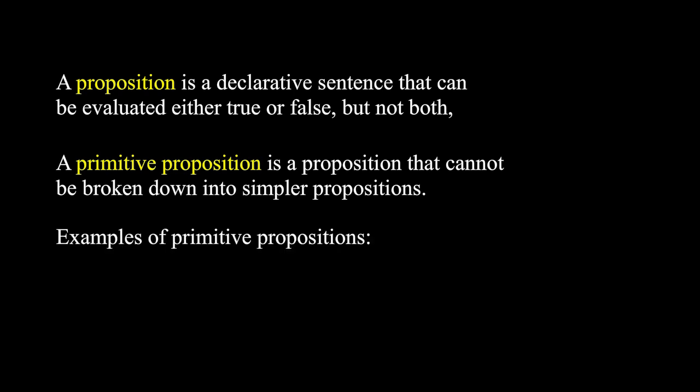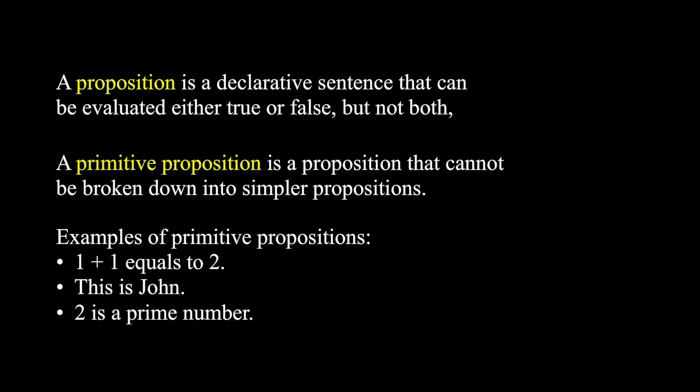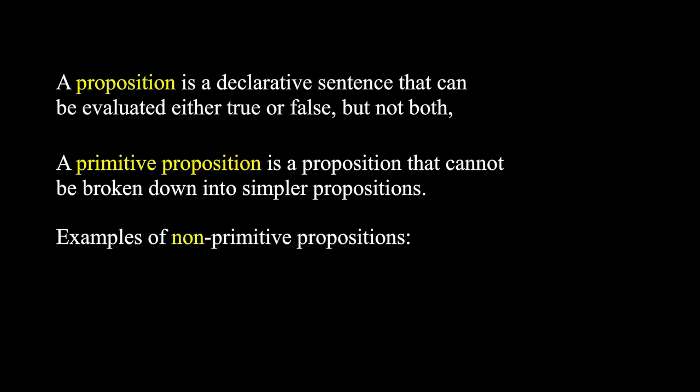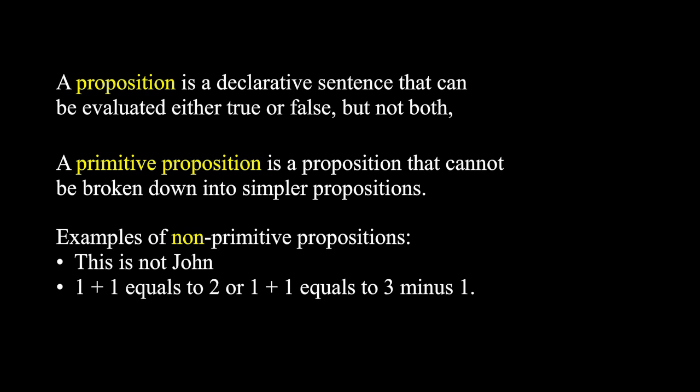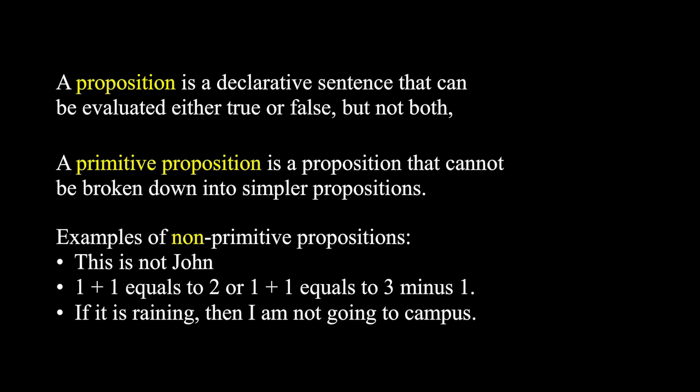Examples of primitive propositions are: 1 plus 1 equals 2. This is John. 2 is a prime number. Examples of non-primitive propositions are: this is not John. 1 plus 1 equals 2, or 1 plus 1 equals 3 minus 1. If it is raining, then I am not going to campus.